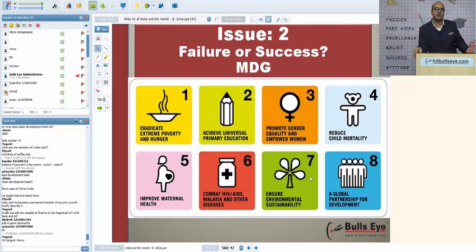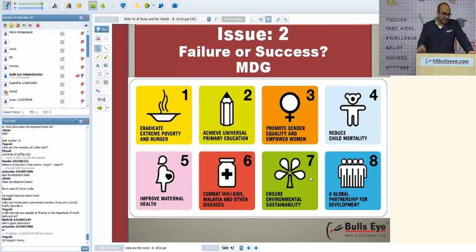Now, India has contributed one of the maximum number of people in UN peacekeeping force. All these credentials India is asserting, saying that now it deserves a place in the UN Security Council. Those are the arguments for India.